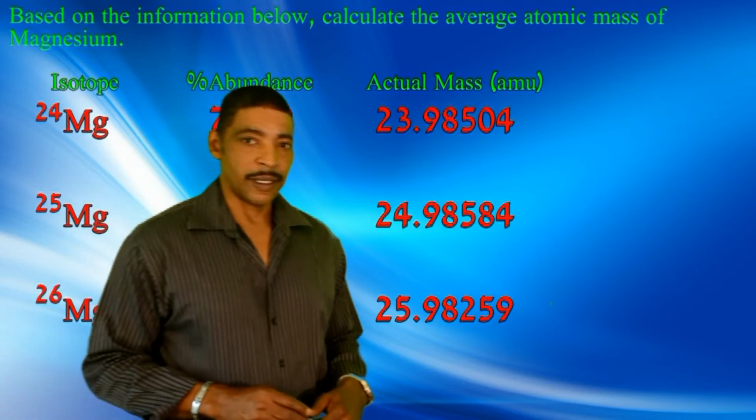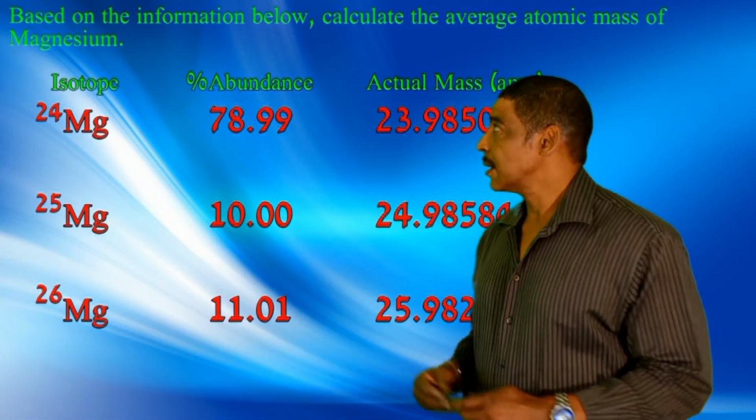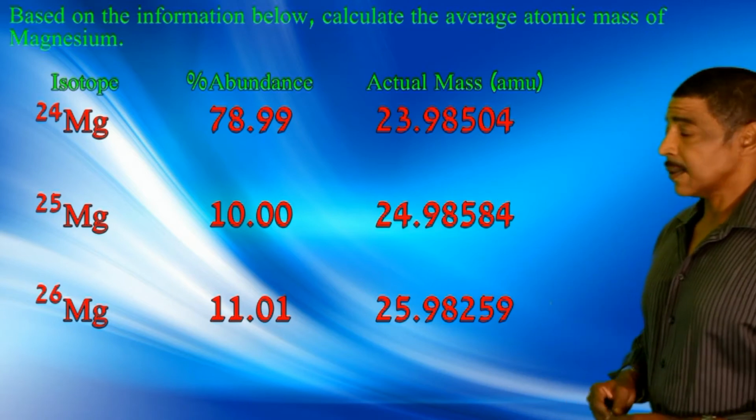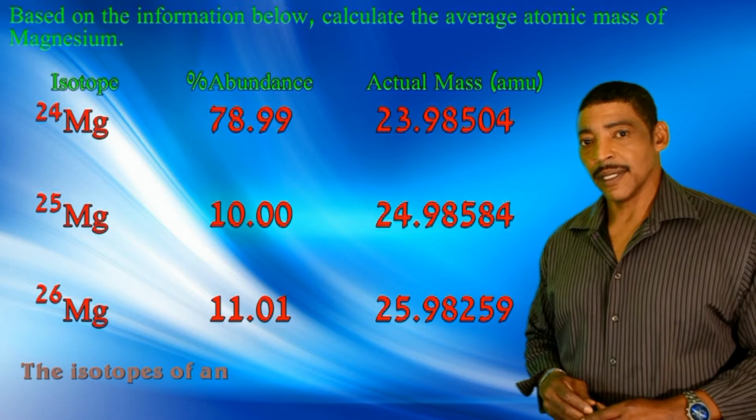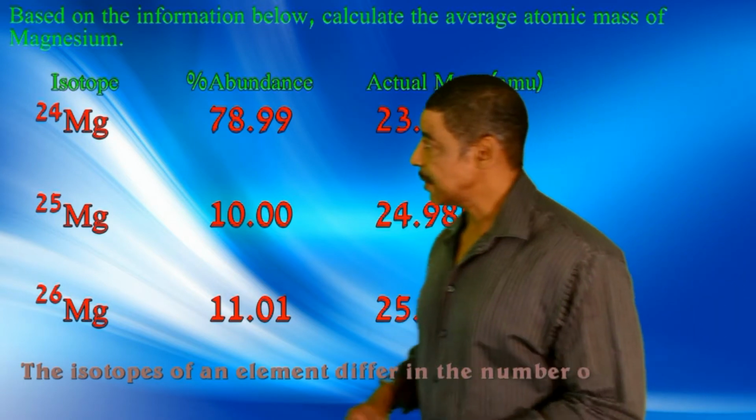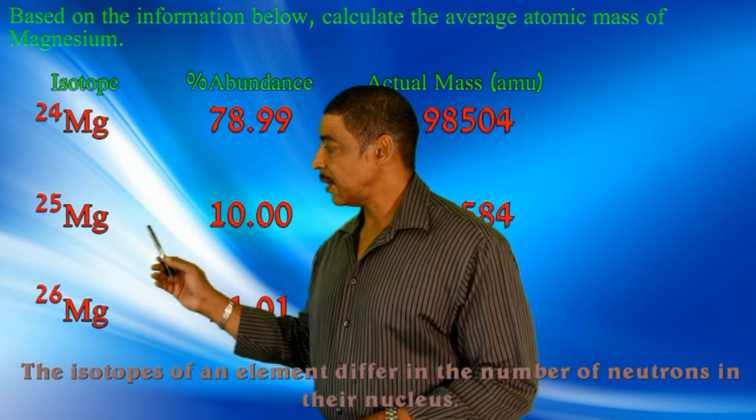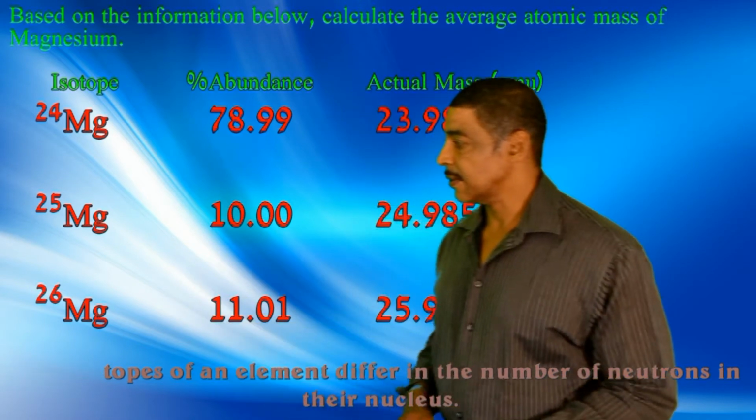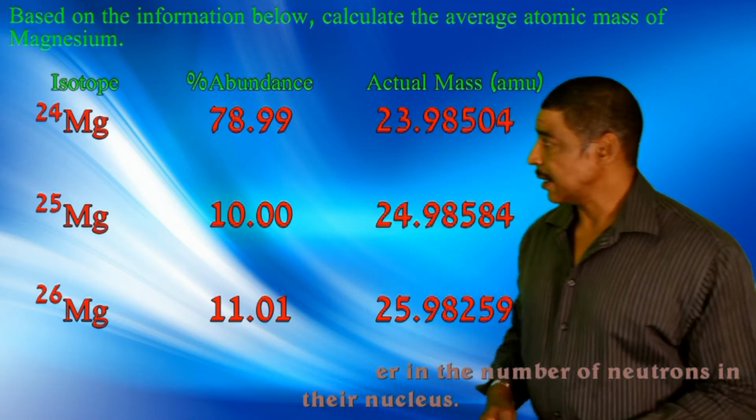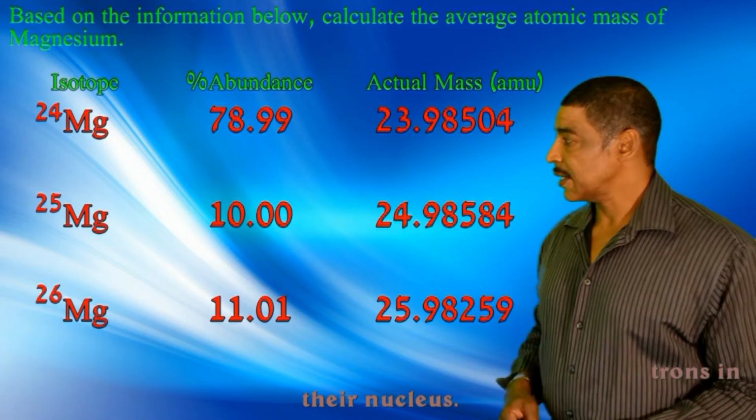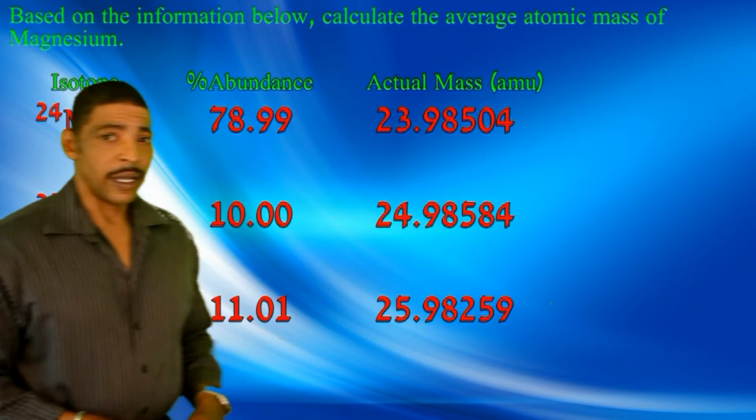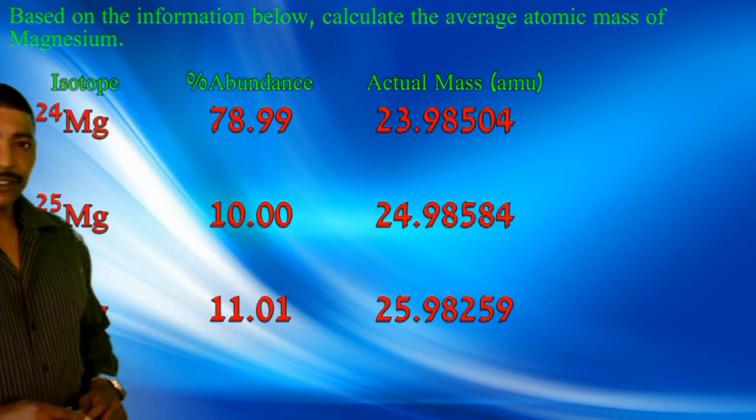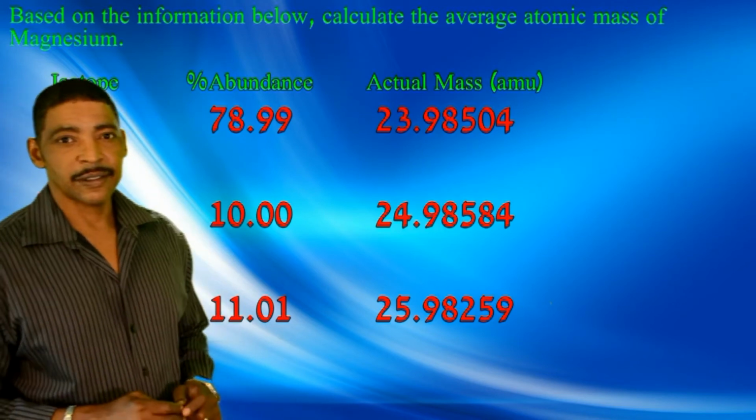Consider the following example. Based on the data below, calculate the average atomic mass of magnesium, where we're given three isotopes, Mg24, Mg25, and Mg26. We're also provided the percent abundance of each isotope, as well as the actual mass of each isotope, where both sets of data may be determined by a process known as mass spectroscopy.